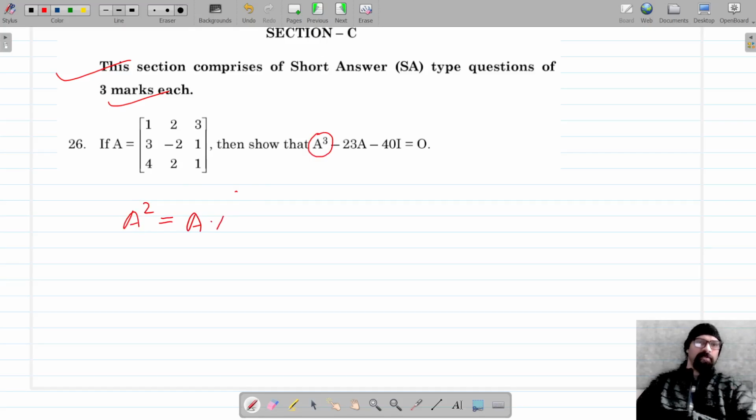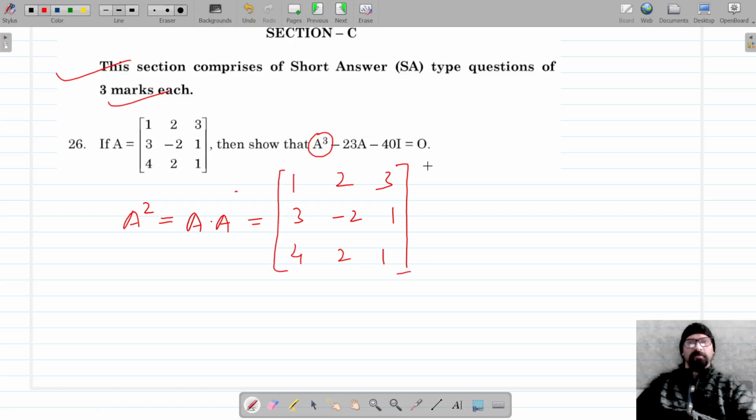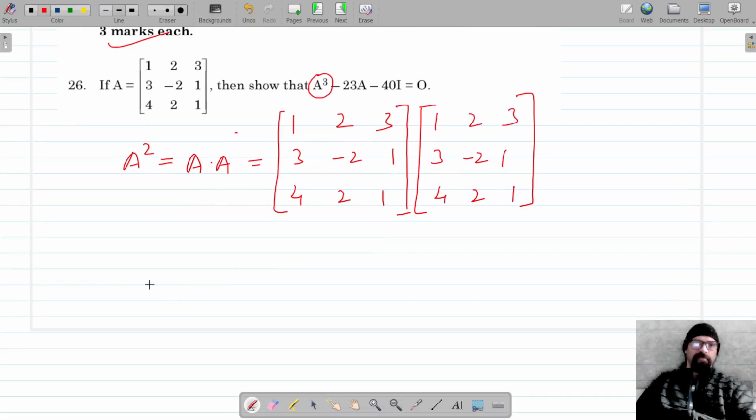So A square is A into A, and A is [1, 2, 3; 3, -2, 1; 4, 2, 1]. So let's find out A square, A into A. Which gives me A square. So 1 into 1 is 1 plus 2 into 3 is 6 plus 12. So 2, negative 4 plus 6. 3 plus 2 plus 3.